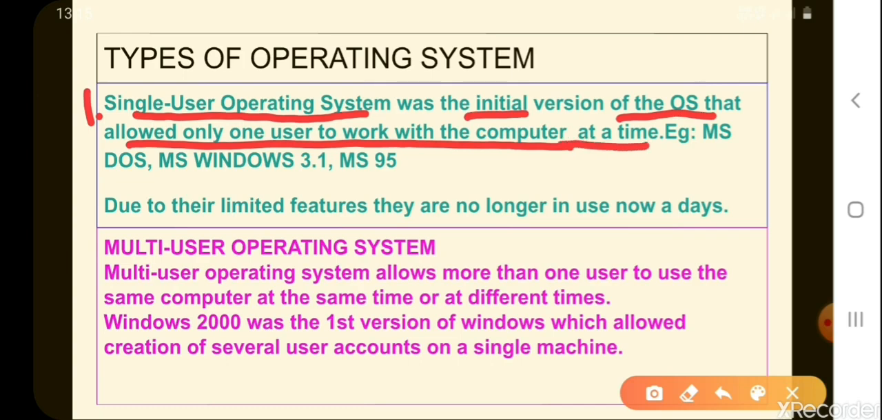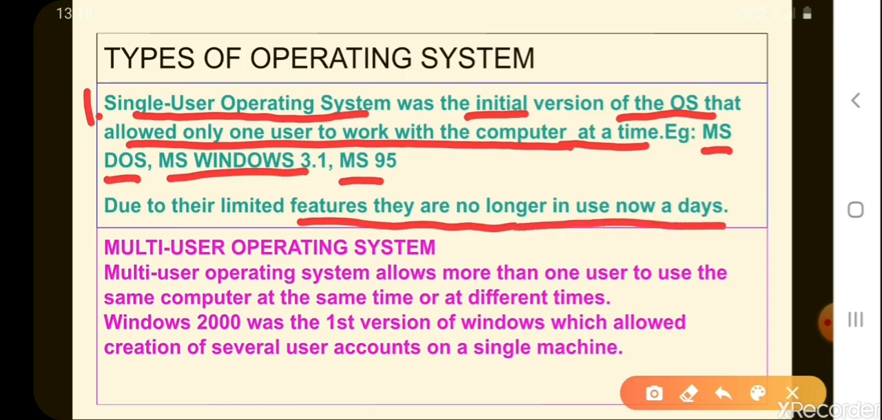The most popular examples of single user operating system were Microsoft DOS or the Disk Operating System, Microsoft Windows 3.1, and Microsoft Windows 95. These operating systems were single user operating systems. Due to the very limited features on them, nowadays we don't use the single user operating system.